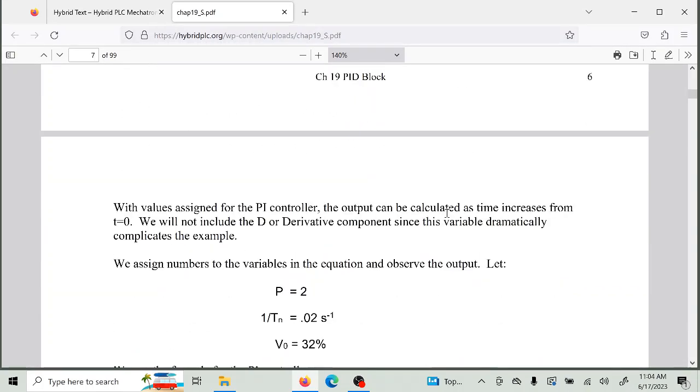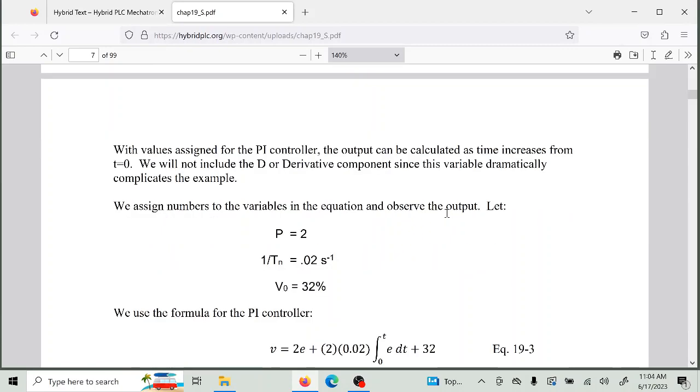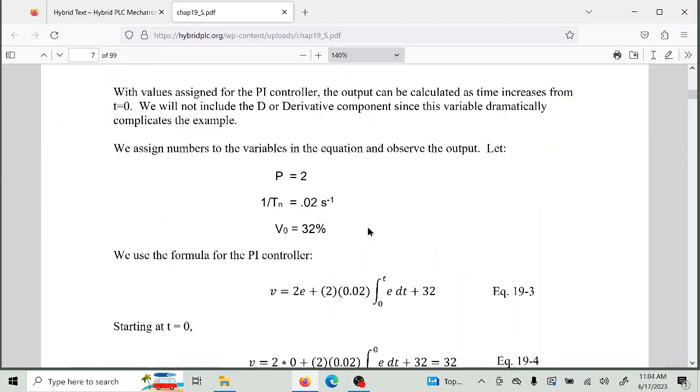Okay, so let's put numbers to this. In this case, we have a proportional term. We assign it, this is called a tuning variable. P, the proportional term, is 2. The 1 over Tn term, or the integral constant, is 0.02, and the beginning point is V0. In other words, that's where we started.